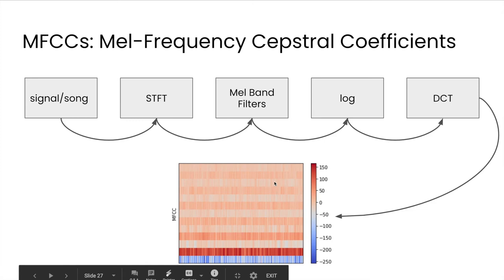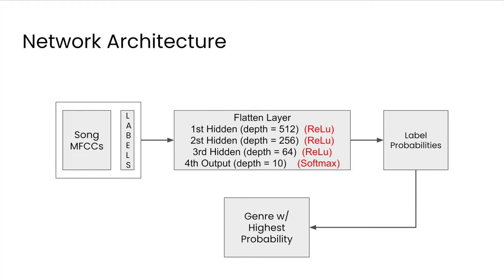All right, so now we have our data like we want it, and we want to build a network, pass it through, and get some genre labels from it. So we're going to pass in the song MFCCs and the labels associated with each of these through a network which has a flatten layer, which will turn our input into one-dimensional data. And then our network has four layers. Three of them are hidden layers with 512, 256, and 64 neurons each. And the activation function is the ReLU.